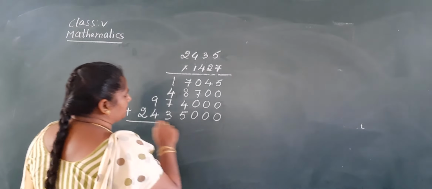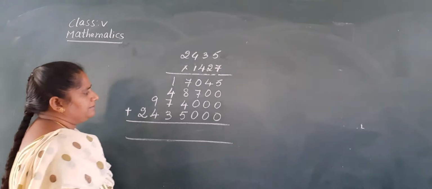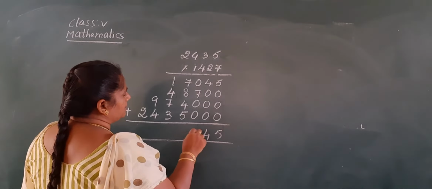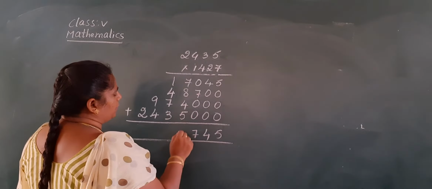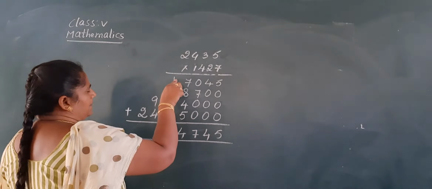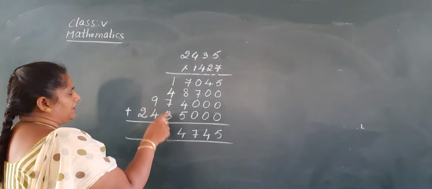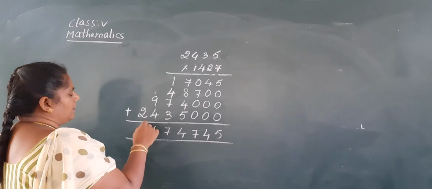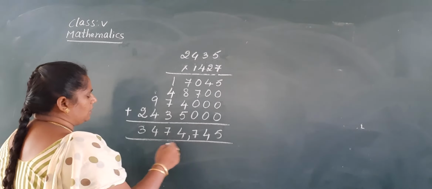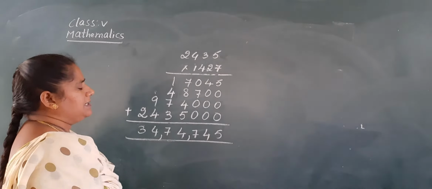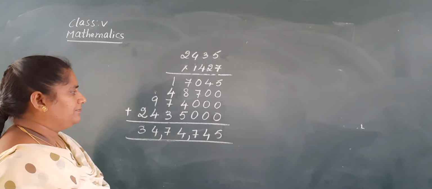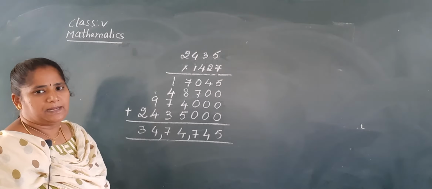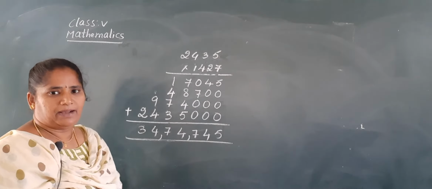Now you add all these products. 5, 4, 7, 15, 19, 24, 2 in hand. So 1 plus 2, 3, 7, 14, 17. 1 in hand, 7 is down. 1 plus 9, 10, 10 plus 4, 14, 1. 1 plus 2, 3. So 34,745. Okay, ma? So like this we will do the multiplication carefully, 4-digit number by 4-digit number.